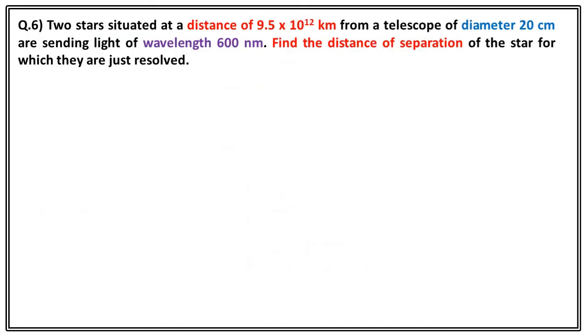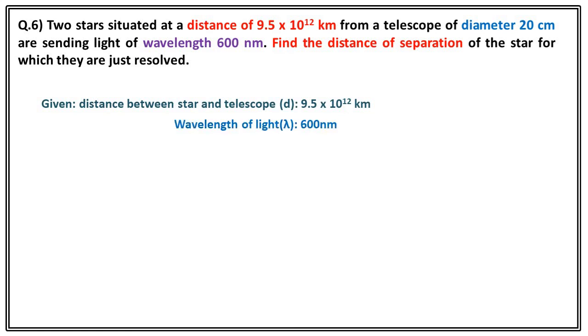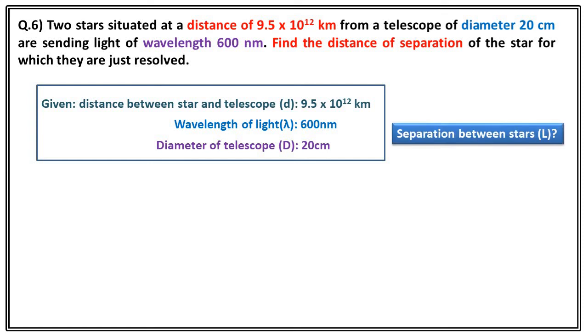This problem is related to the resolving power of a circular aperture, or a telescope. Two stars situated at a distance of 9.5 into 10 to the power 12 km from a telescope of diameter 20 cm are sending light of wavelength 600 nanometer. Find the distance of separation of the stars for which they are just resolved. We have covered that topic too in our lecture series. Here the distance between star and telescope, wavelength of light, and diameter of the telescope are given, and I have to find out the separation between the stars.